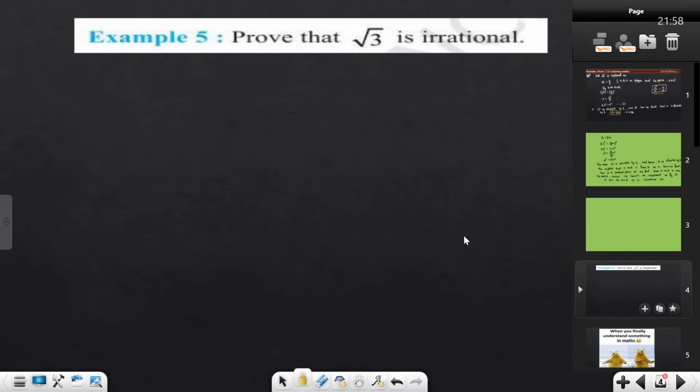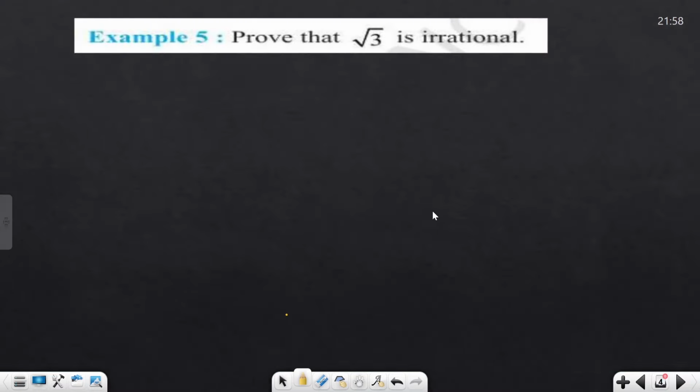Now this question: all types of questions, root 2, root 3, root 5, not root 4 because it is not an irrational number. Root 6, root 7, root 8, root 10, all these types of numbers are irrational numbers, which are not perfect squares. So this type of question we solve with the same pattern. How do we solve?